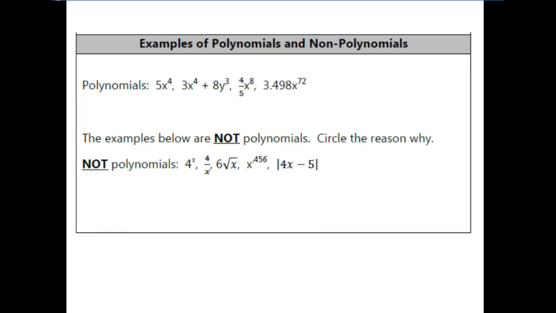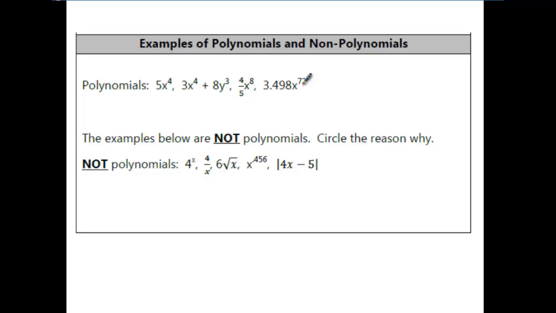So here are some examples of polynomials and non-polynomials. The polynomials here have whole number exponents and numbers and variables. You could have a fraction as your coefficient as long as you have a whole number exponent on your variable. You can also have a decimal in front of your variable as long as it has a whole number exponent.